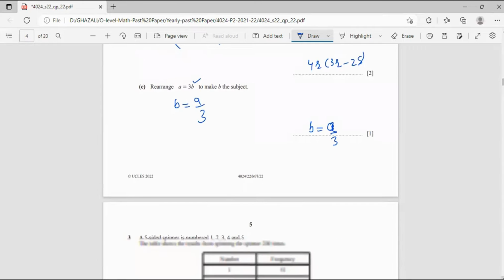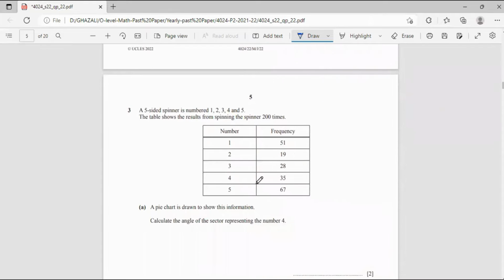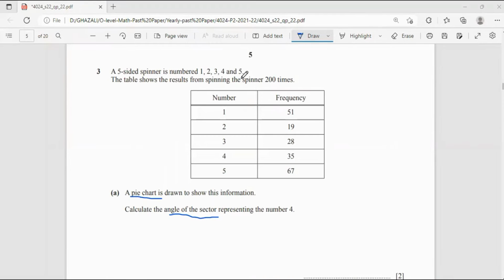Now, next part, question number 3. The five-sided spinner is numbered 1, 2, 3, 4, and 5. The table shows the result from spinning the spinner 200 times. Number 1, 51 times. Number 2, 19 times. Number 3, 28 times. Number 4, 35 times. And number 5, 67 times. A pie chart is drawn to show the information.